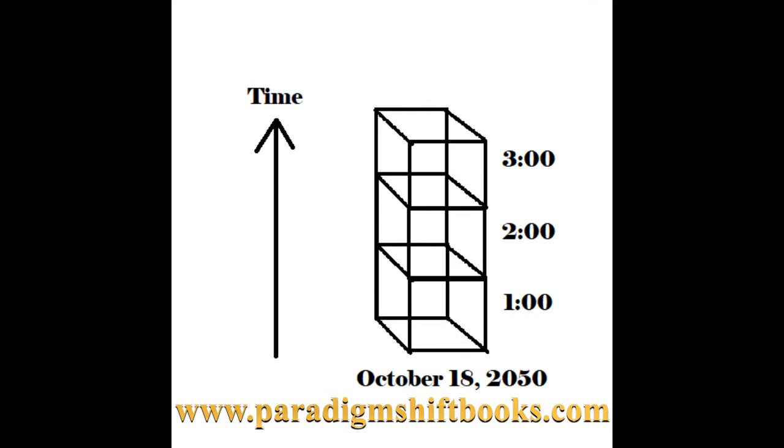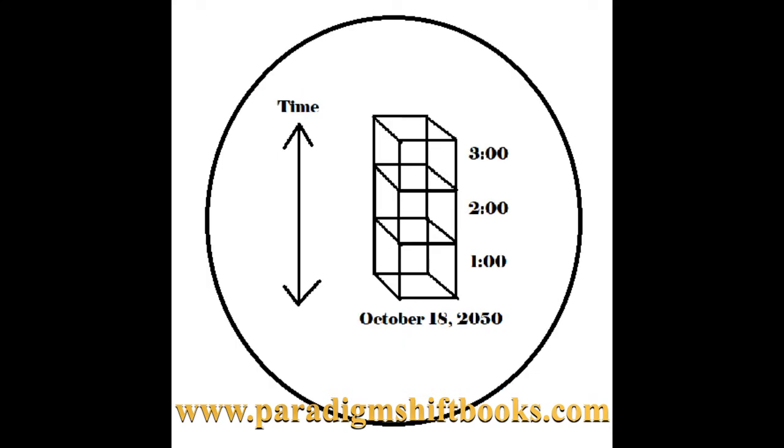View the bottom cube, you can witness the party around 1 o'clock. View the middle cube, you can witness the party around 2 o'clock. View the top cube, and you can witness the party around 3 o'clock. Picture yourself in the circle outside the boxes. You can move around in that circle any way you want. You can move back and forth between the boxes and see what is going on. You can see 1 o'clock, then 3, and back to 1, then 2. You are moving through time.